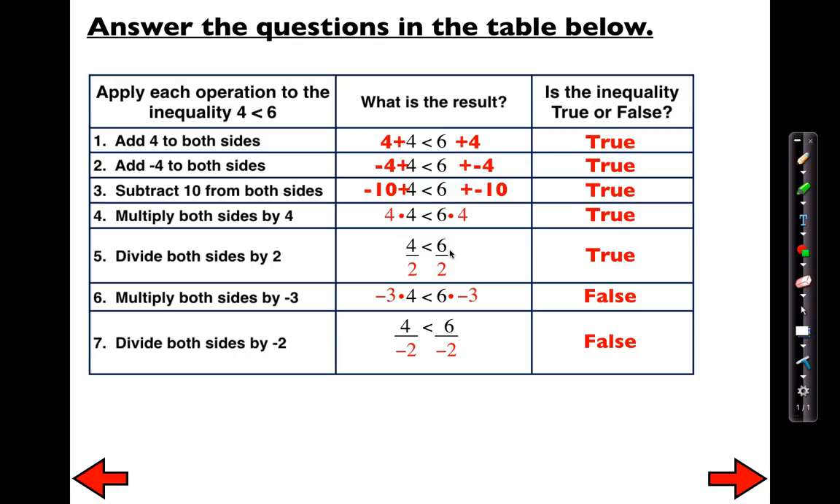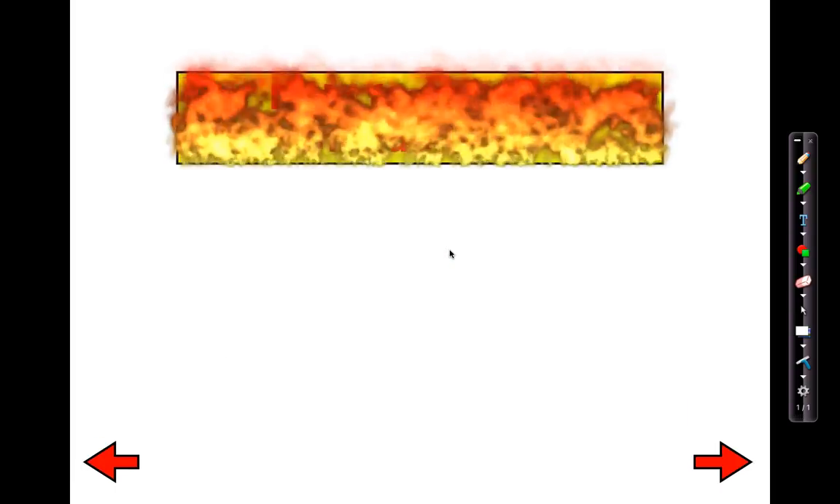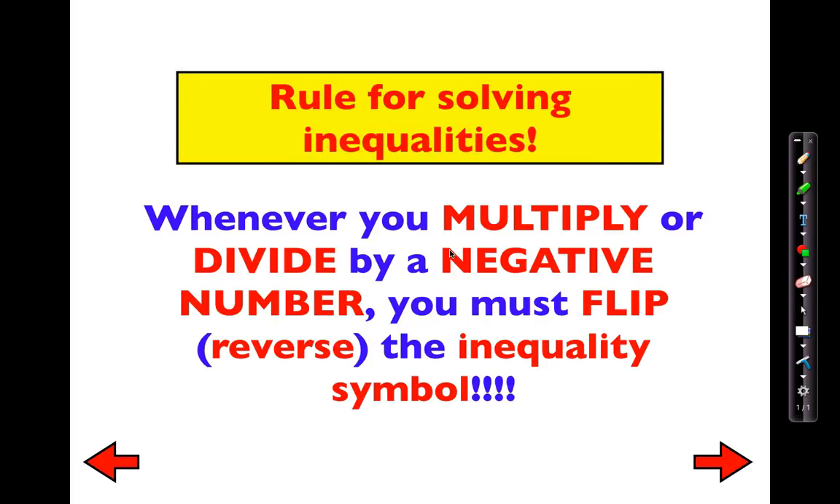Well, the truth is you're going to find that anytime you multiply or divide by a negative number, you will flip, aka reverse, the inequality symbol. Okay, so this specifically works with only multiplying or dividing by a negative number. Notice it did not work with adding a negative number or subtracting a negative number. So please remember that. Only when you multiply or divide by a negative number.